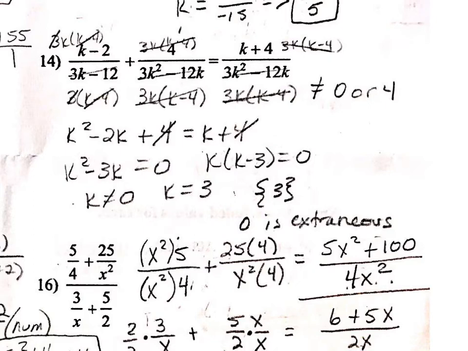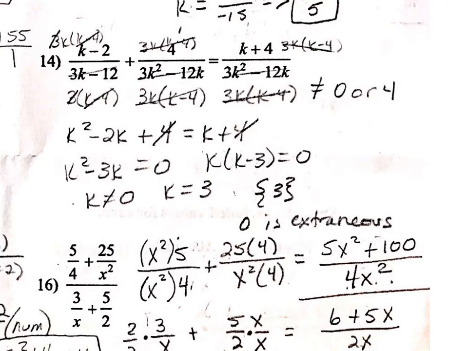Here they both just cancel out completely. This one cancels out completely. So what I'm left with after I do all of this cancellation is k squared. This k times this k is k squared. Then k times a negative 2 is a negative 2k. Then I go to the next thing, which is just my 4, so plus 4 equals, and then just the k plus 4 on this side.